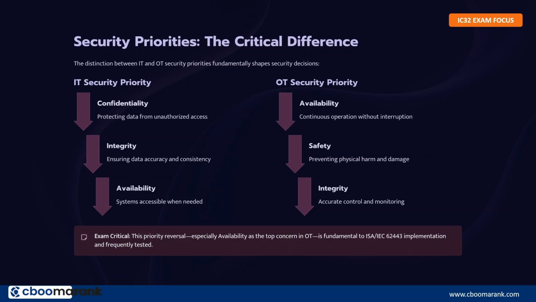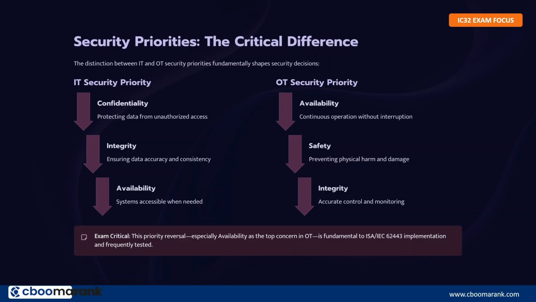While in OT security, as we have already mentioned earlier, availability is first, since the operation must be done without any interruption. The most important priority is availability, because the system must continue operating. Second priority is safety, since failure can cause physical harm. And integrity ensures that the industrial process operates correctly. This reversal drives nearly every operational technology security decision.